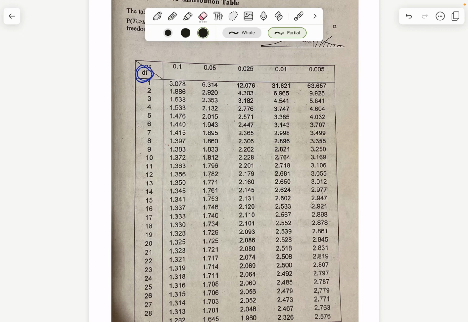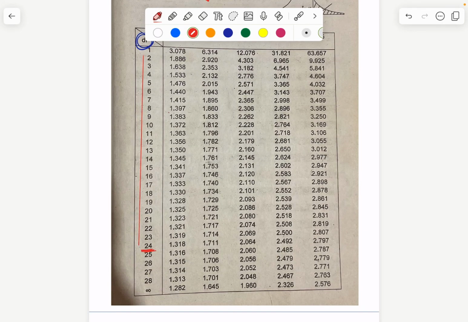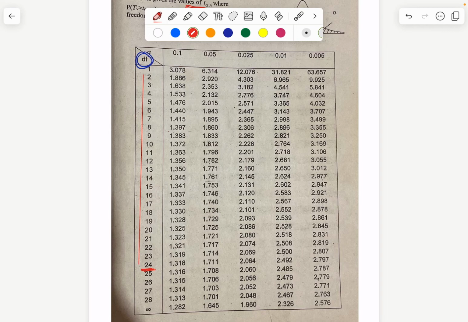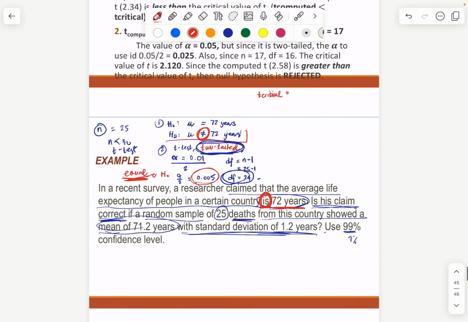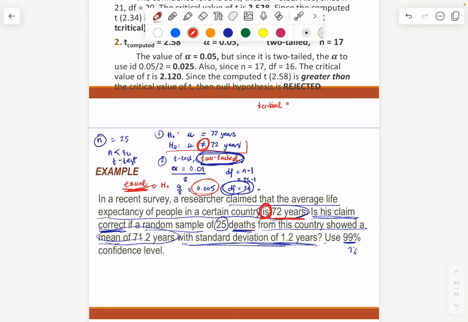So gikan diri sa 1, go down to 24. So this is our degrees of freedom, 24. Unsa gani pudto ato ang alpha, our level of significance, it is 0.005. So gikan dayon ni 24, go towards 0.005. After that one, gikan ni 0.005, go towards 24. So, kung unsay mo gawas din, that will be your T critical. So, unsa man na, 2.797. So, mo din na atong ibutang diri as T critical.